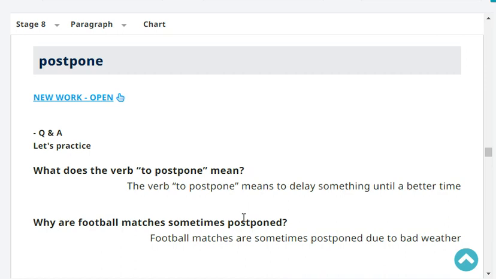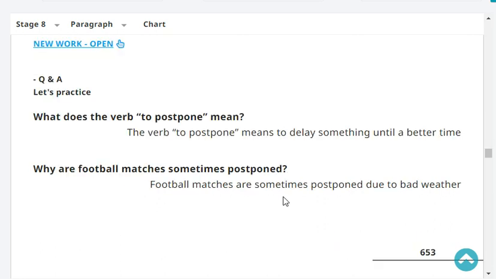Okay, next. What does the verb to postpone mean? The verb to postpone means to delay something until a better time. One more. The verb to postpone means to delay something until a better time. Very good.